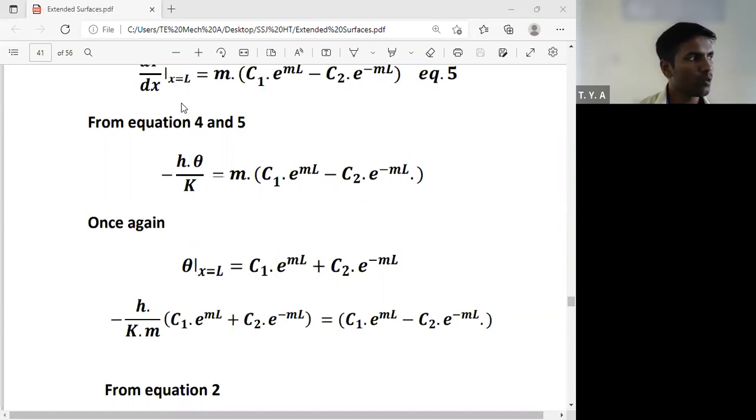So therefore, we have to calculate the theta also at x is equal to L. So theta at x is equal to L is nothing but c1 e raised to ml plus c2 e raised to minus ml. So this is our equation. In this equation, we have to put the value of theta as c1 e raised to ml plus c2 e raised to minus ml.